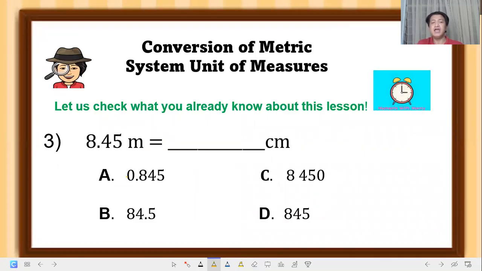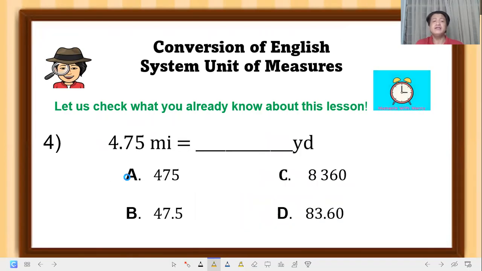Okay, let's have number 3. 8.45 meters is equal to how many centimeters? Okay, the answer is letter D, 845. Remember the conversion. The decimal point moved two places because we multiplied by 100.